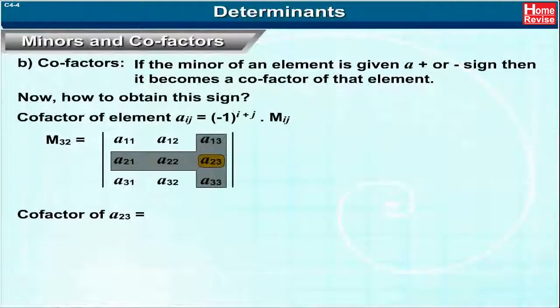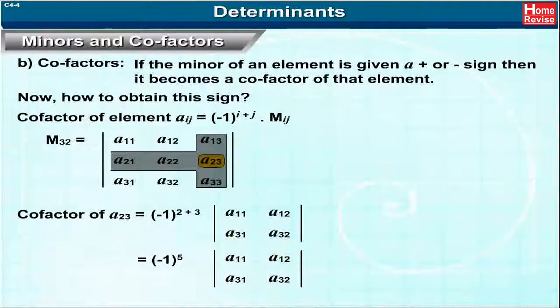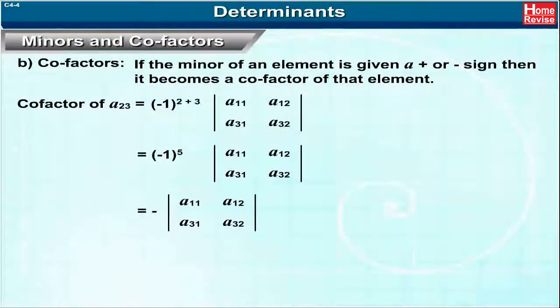So the cofactor of A23 is equal to minus 1 raised to 2 plus 3 into determinant A11, A12, A31, A32. So that equals minus 1 raised to 5 into determinant A11, A12, A31, A32. Minus 1 raised to 5 is minus 1, so minus determinant A11, A12, A31, A32.